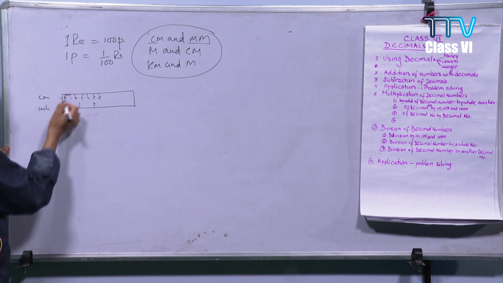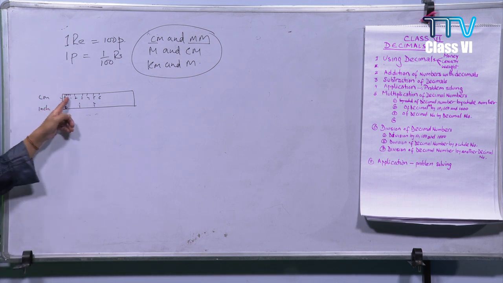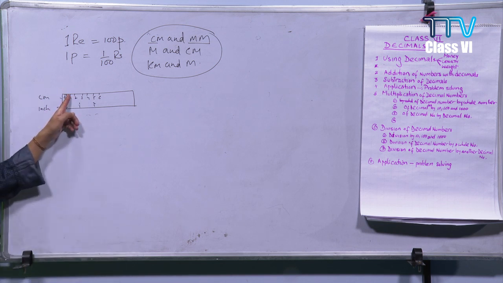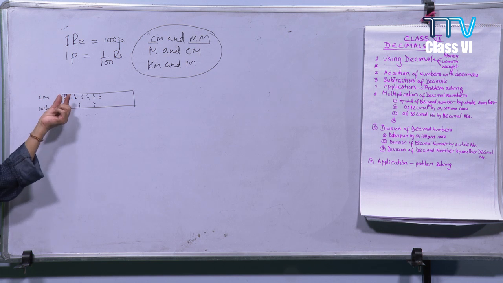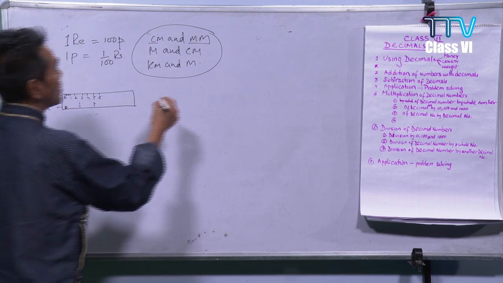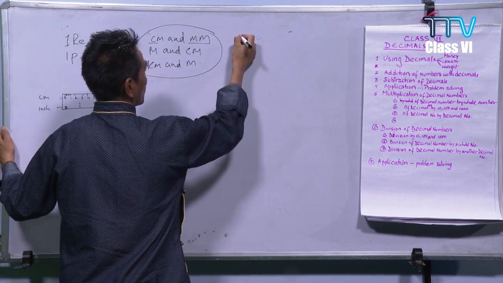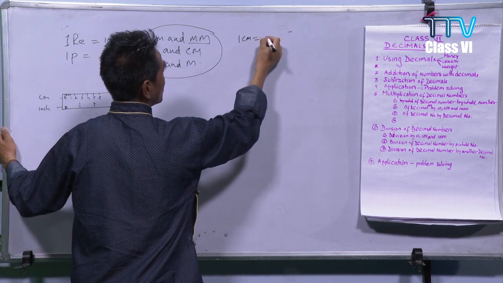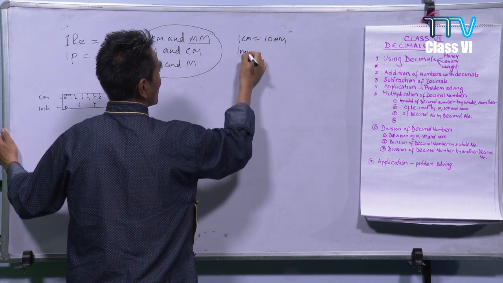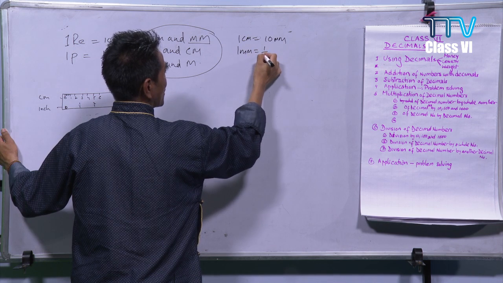So 1 millimeter is 1/10 of a centimeter. 1 centimeter is 10 times a millimeter. Okay, 1 centimeter is equal to 10 millimeter, and 1 millimeter is 1 upon 10 centimeter.